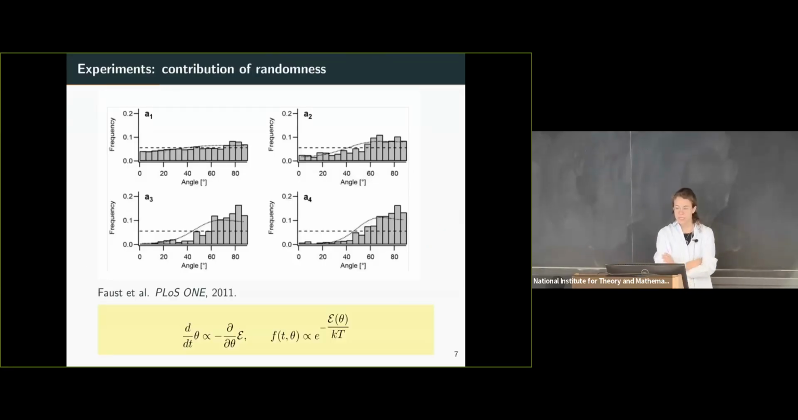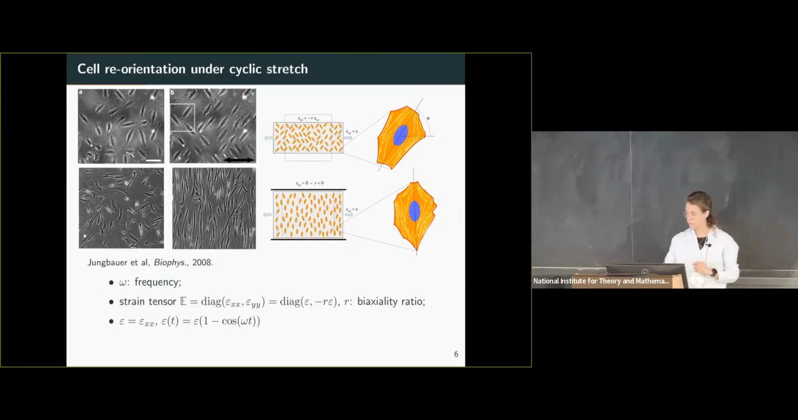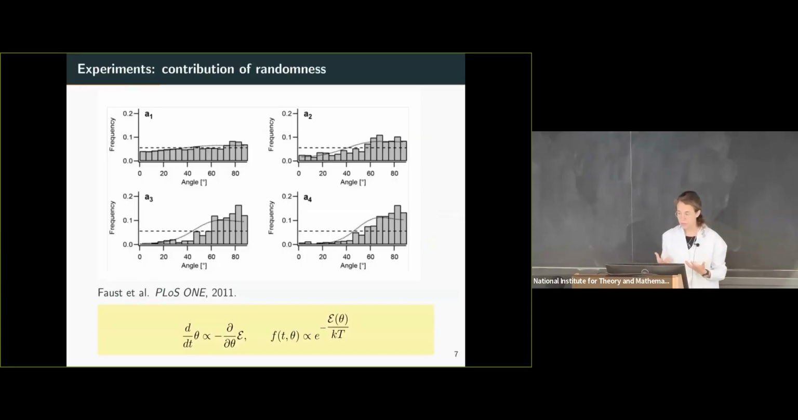So the point is that you may find these equilibrium angles, orientations of the cells. Of course, they depend on the various parameters of the system. But then you have, of course, randomness.